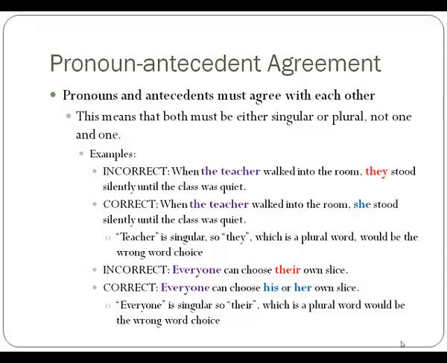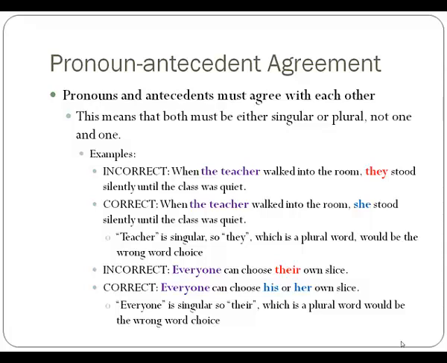Incorrect: everyone can choose their own slice, and this is where many people make mistakes. Correct: everyone can choose his or her own slice. And very often in writing, and this is what I want you to know, people don't know if they're using his or her for something like everyone. It's okay to generically choose one in cases like this.